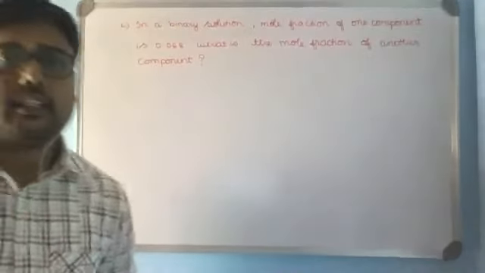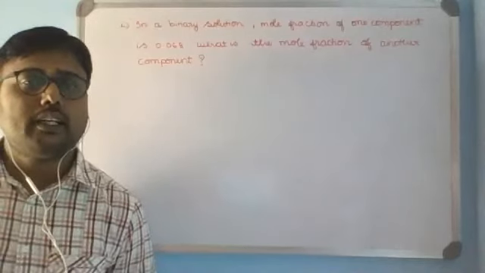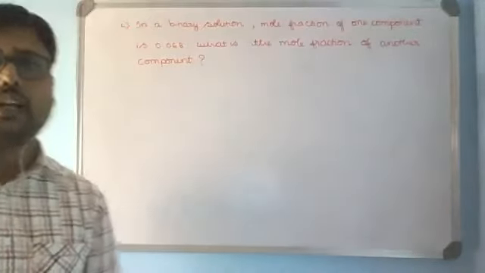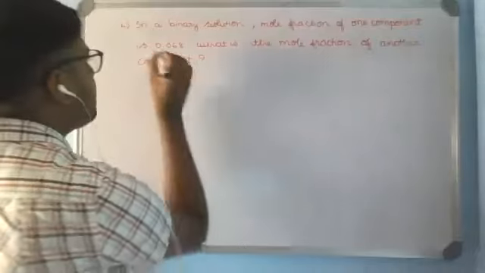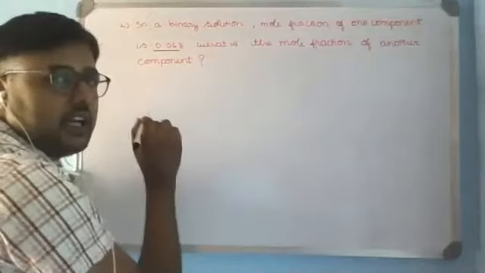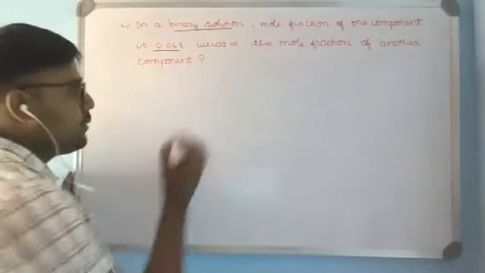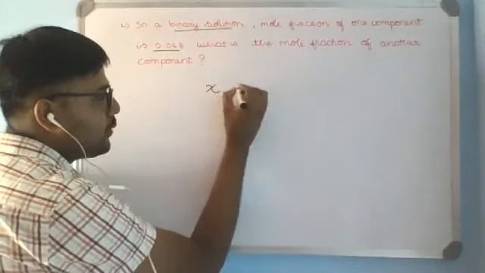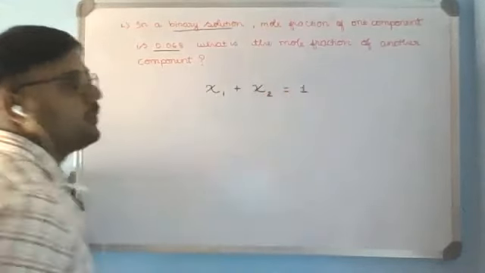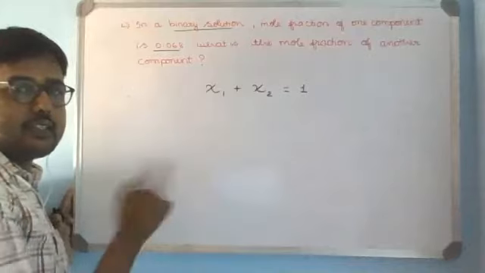Okay, now we'll move on to the next problem. In a binary solution, mole fraction of one component is 0.068. What is the mole fraction of another component? The mole fraction of one component is given and they're asking the mole fraction of another component. Now they have given it is a binary solution. We know that the sum of the mole fractions of the two components will always be equal to 1. As they have given the mole fraction of one component, the other can be calculated by simple rearrangement.